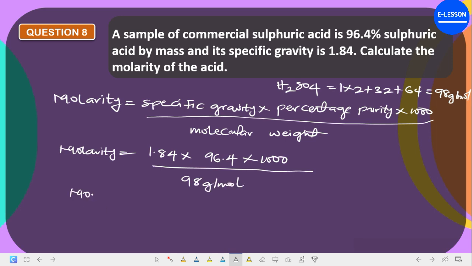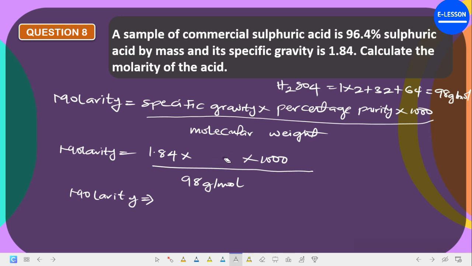And when you punch this in your calculator, your molarity will be equal to 1.84 times 96.4 times 1000 divided by 98 gram. Wow, this is so big. Let's try it again. This is very big. Let's see. This is where the issue is.